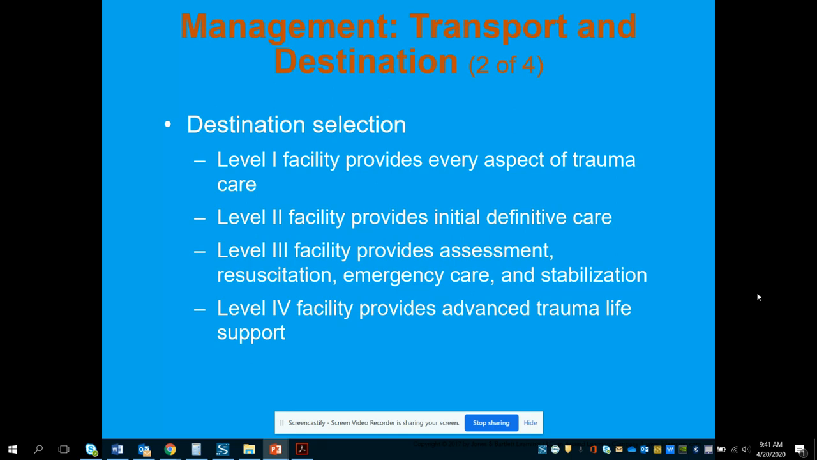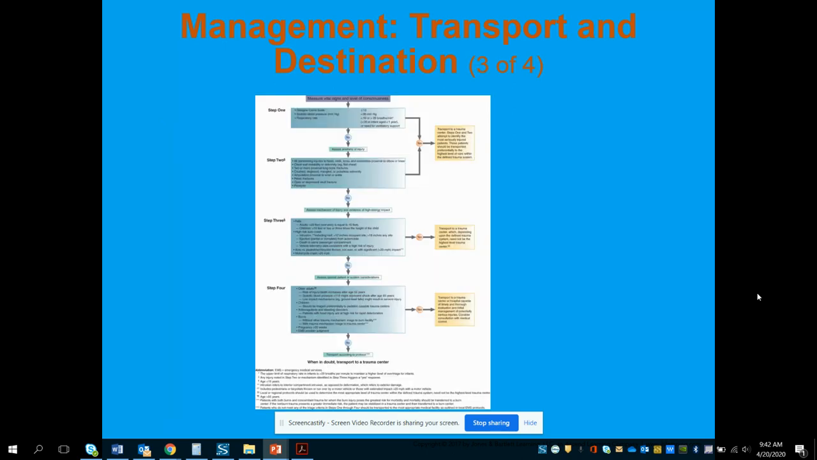And so really the difference here is that a level 2 facility provides initial definitive care for almost everything, right? They've got all kinds of doctors on call. They can do surgery 24 hours a day. This is really where you're going to be transporting a lot of the time. But then also level 1 facilities provide every single aspect of trauma care. They have specialists in every single one of these isolated areas. So level 1 or level 2 is really where you want to go when you have significant trauma.